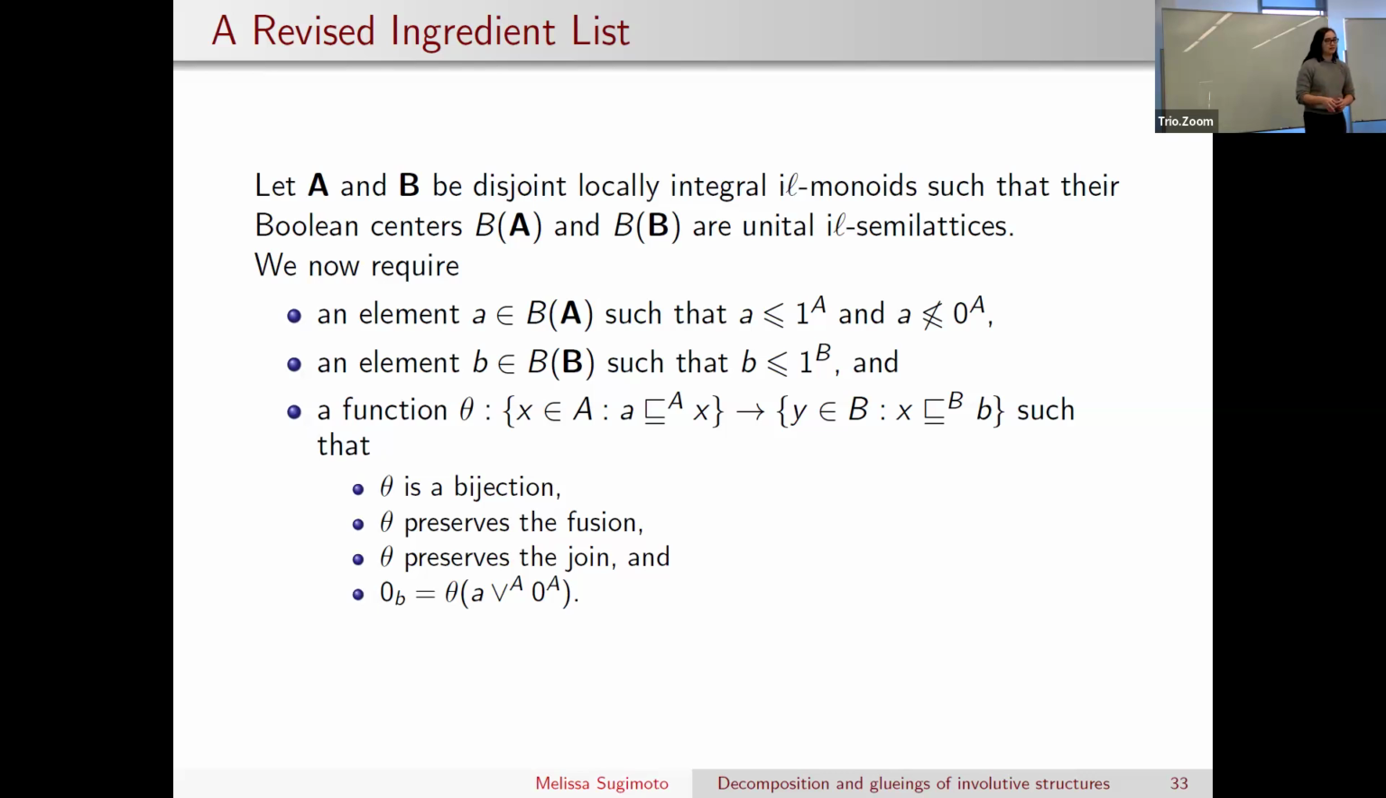It's going to need to be a fusion and join preserving bijection. And we need it to map between the Płonka meet upset of the element A and the Płonka meet downset of the element B. So this is entirely analogous to the previous construction, but instead of using the multiplicative order, we use the new square order that we've defined. And then as long as there's the bijection, it preserves the fusion, it preserves the join, and we have that 0b is equal to theta of A join 0a, just as before.